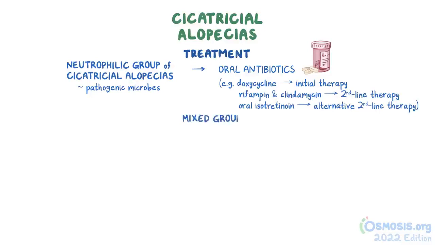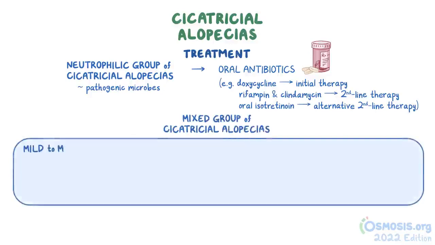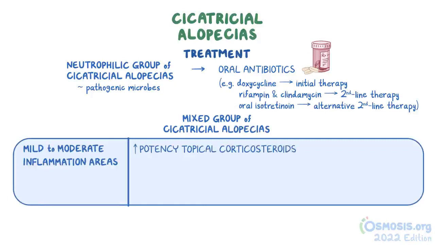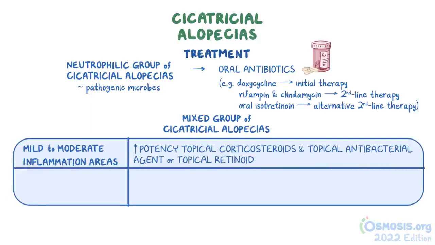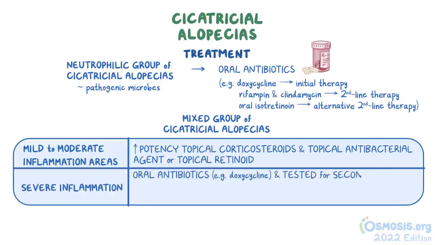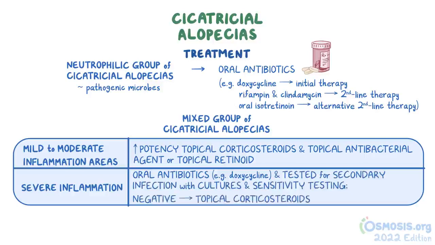Finally, for the mixed group of cicatricial alopecias, mild to moderate inflammation areas get high-potency topical corticosteroid therapy and may get a topical antibacterial agent or topical retinoid as adjunctive therapy. On the other hand, individuals with more severe inflammation get initial treatment with oral antibiotic therapy, generally with doxycycline, and should be tested for secondary infection with cultures and sensitivity testing. If they turn out negative, topical corticosteroids may be given as well to help reduce inflammation.